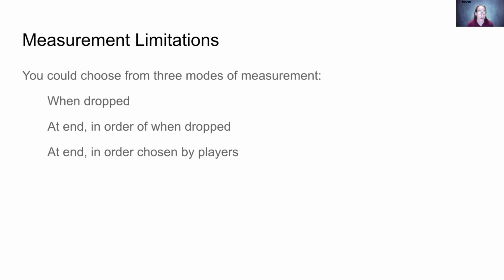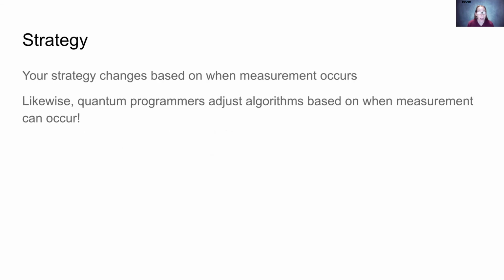Okay, so you were able to choose from 3 types of measurement: measurement when dropped, measurement at the end in the order of when they were dropped, and measurement at the end in order chosen by players. And which one you chose changed your strategy. And that is the same as in quantum programming. If you're trying to program a quantum computer, you have to be very careful about when measurements will happen because you don't want it to change the values in your system. You have to adjust your algorithms based on trying to minimize measurement and when those measurements will occur.